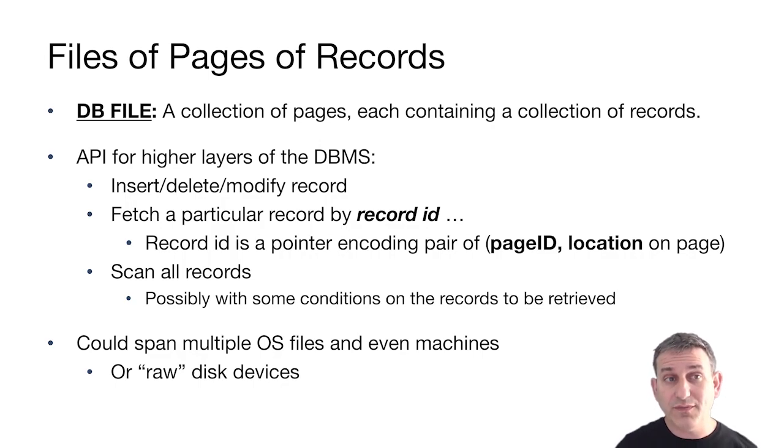And a file for the database, as we've said before, could span multiple operating system files, and even multiple machines. And in some cases, also as we discussed before, database files may be implemented without going through the file system at all. They may be implemented on raw disk devices.